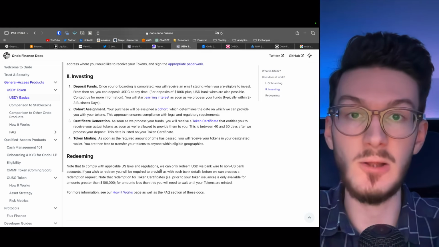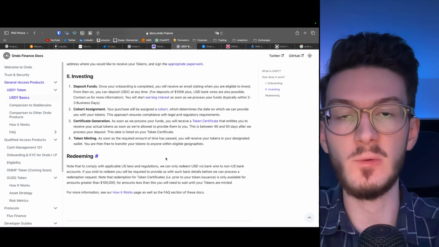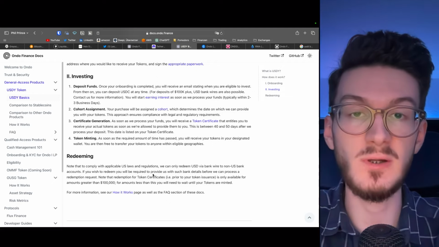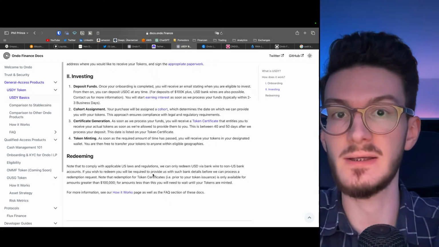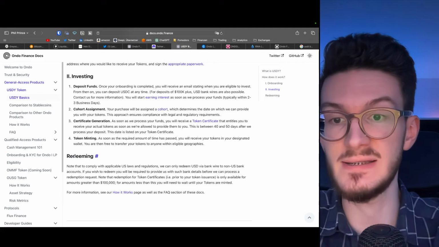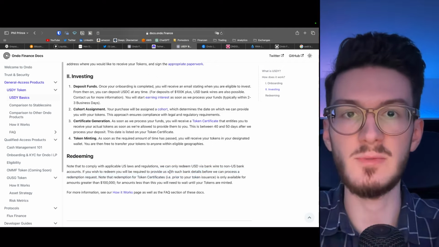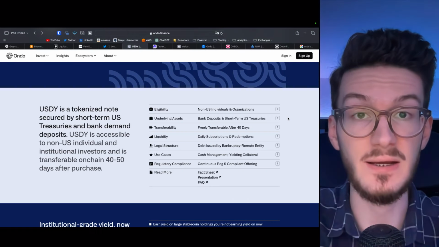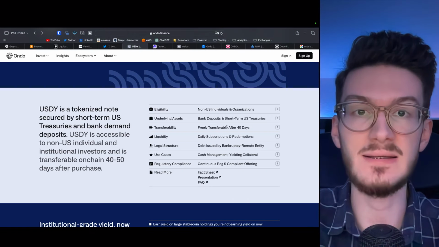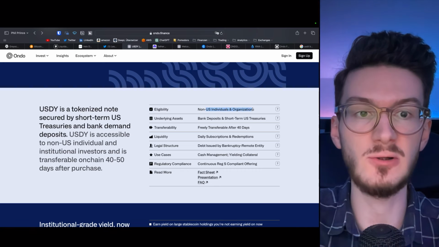So now, as long as you hold your USDY, they will generate yield. And if you want to get your money out of this token, including the yield, you have to redeem them. For this, you will provide Ondo Finance with your bank details for them to process this request. But there is a restriction, and that is you cannot be a US individual or organization.